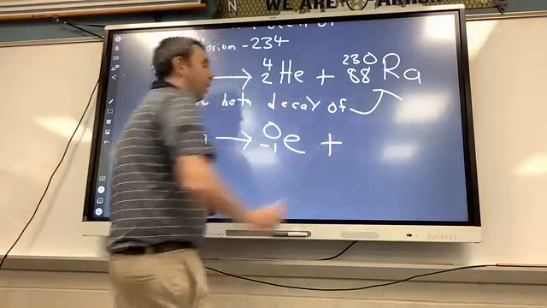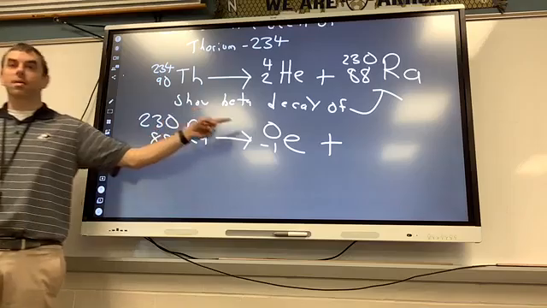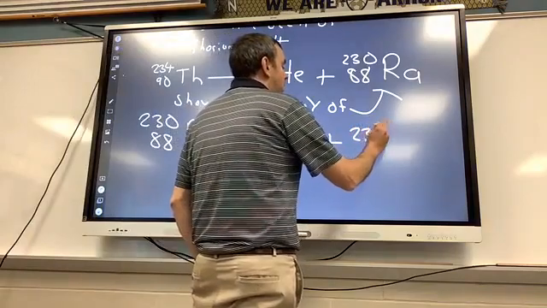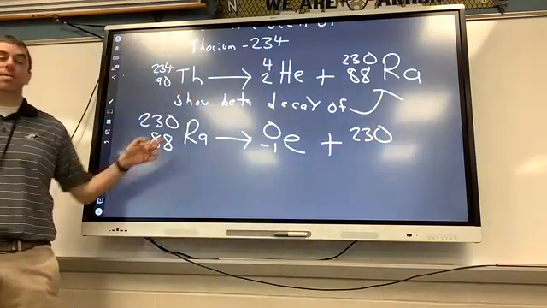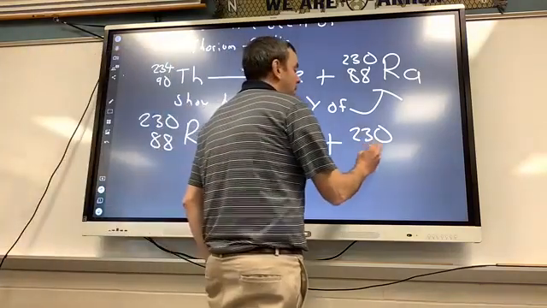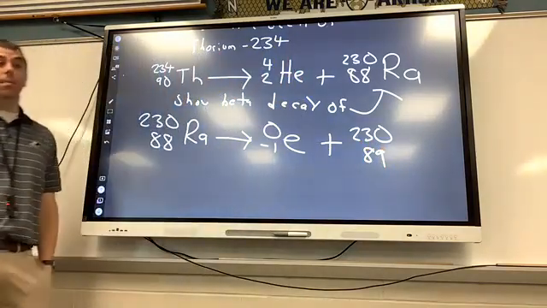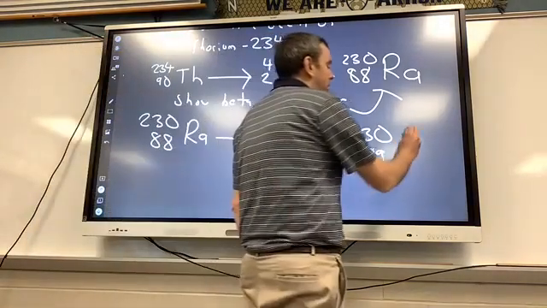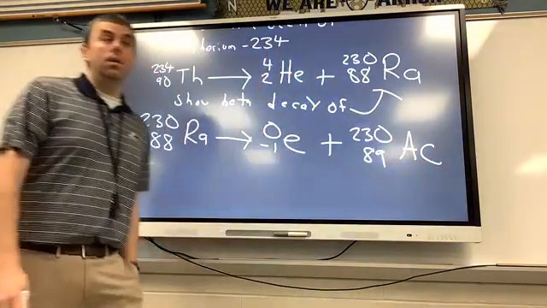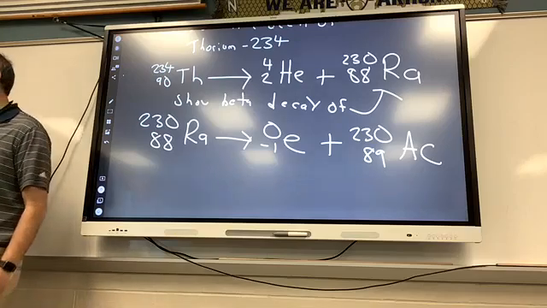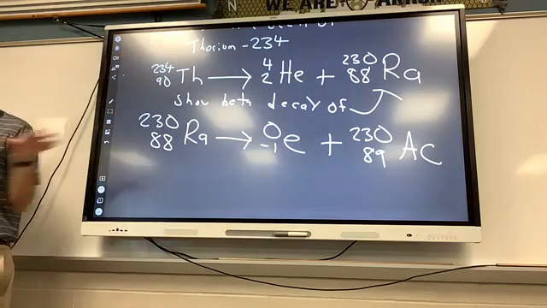Plus, okay, what is 230 minus 0? 230. What is 88 minus negative 1? 89. You got it. So, what has an atomic number of 89? Actinium, yes, AC. So this first section is just alpha and beta decay. We're going to talk about those other ones later as we move on throughout the week.